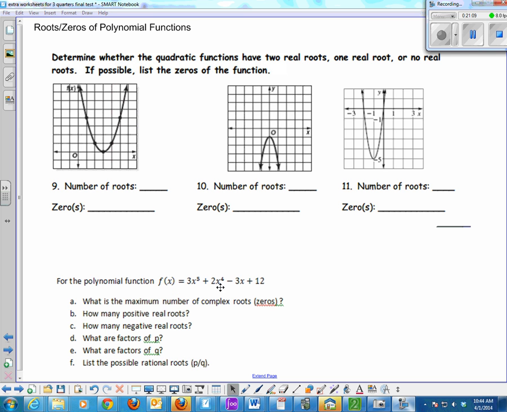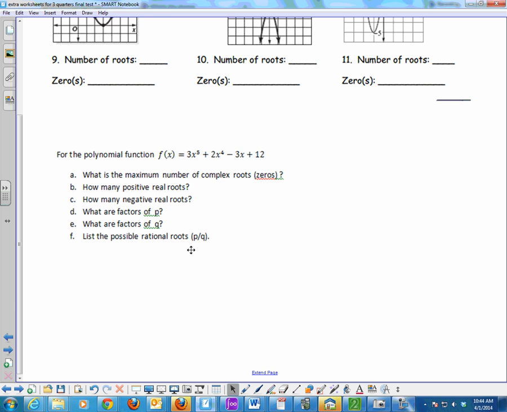Factors of p and q, remember the 12 is p, the q is 3. And then the p over q, factors of 12 over factors of 3, will give you the possible rational roots. Remember, those become your choices for trial and error of synthetic division.